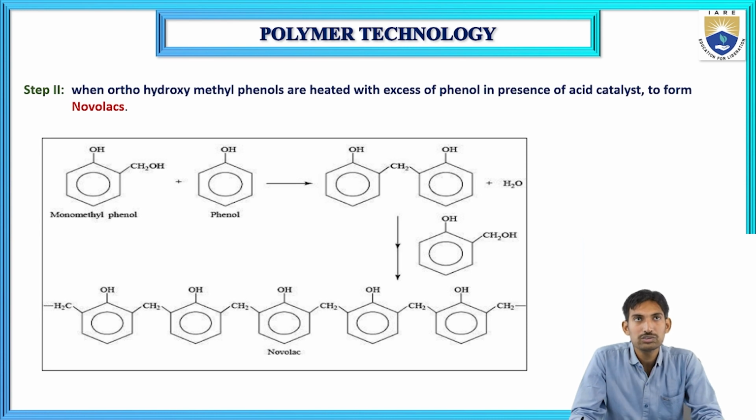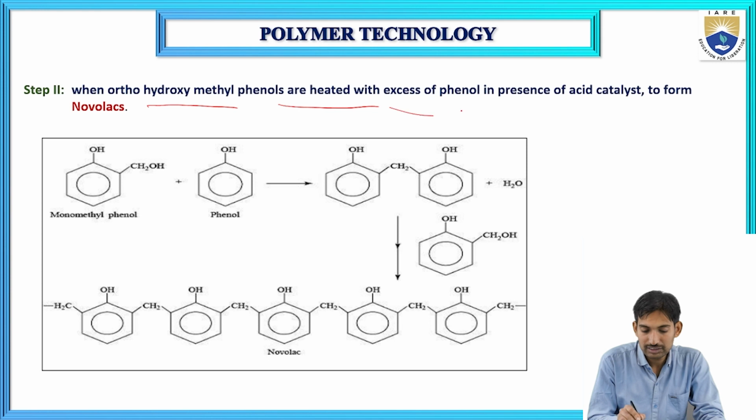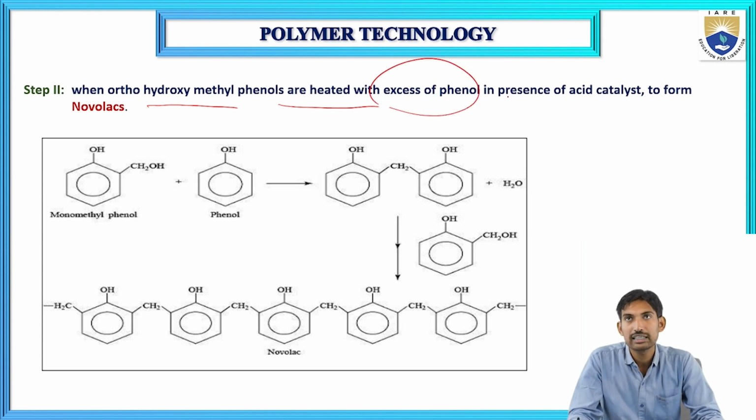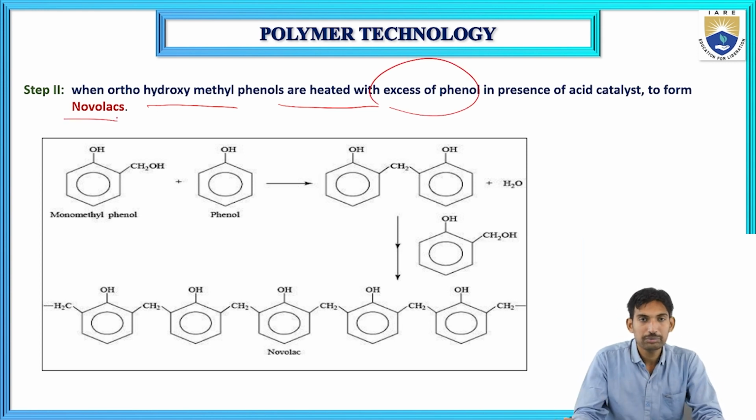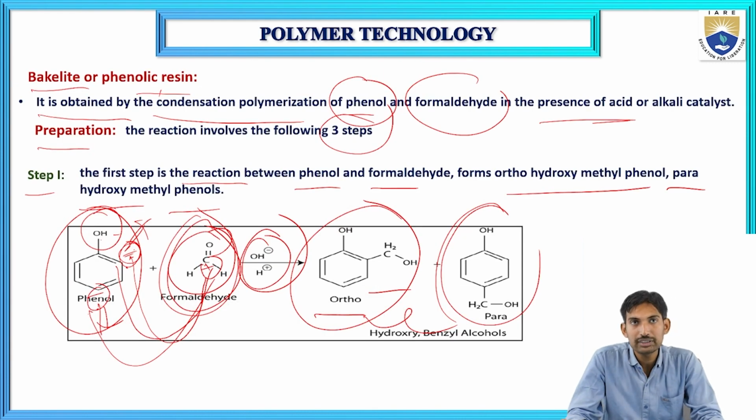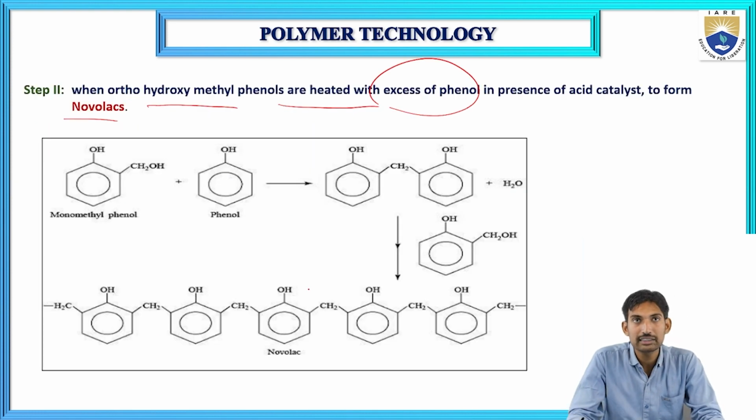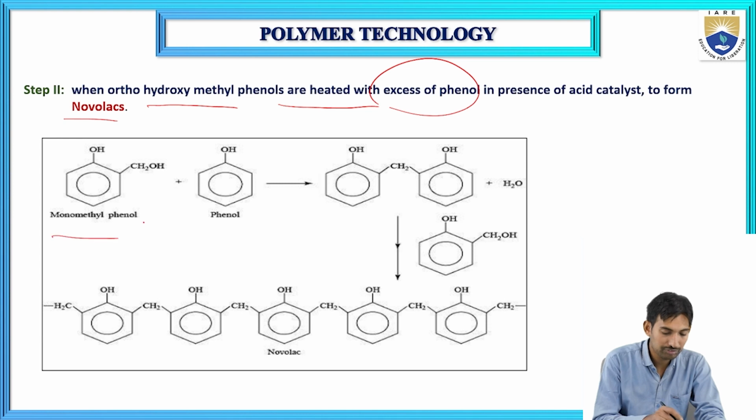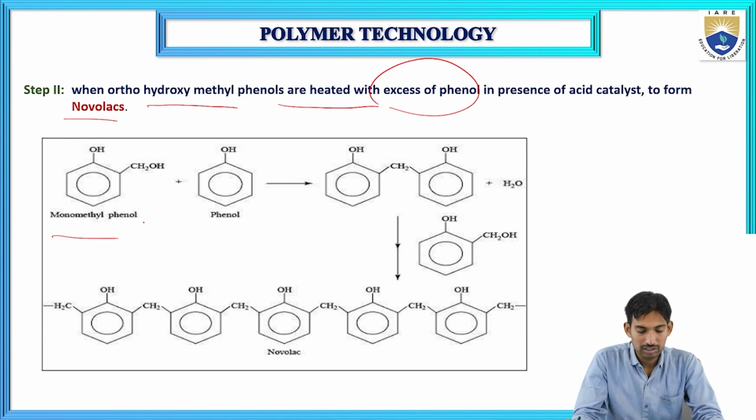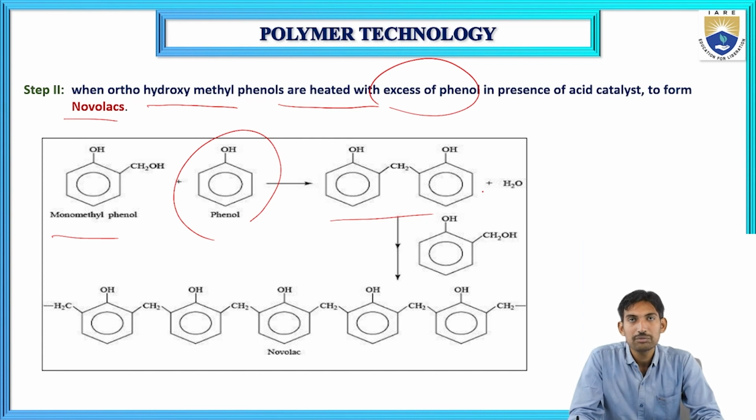In step 2, ortho-hydroxy methylphenol is heated with excess phenol in the presence of an acid catalyst to form novolac. What happens in step 2? In the first step, two things are formed: ortho-hydroxy methylphenol and para-hydroxy methylphenol. One of them, ortho-hydroxy methylphenol, is treated with excess phenol, and it produces novolac in the presence of acid or basic medium.